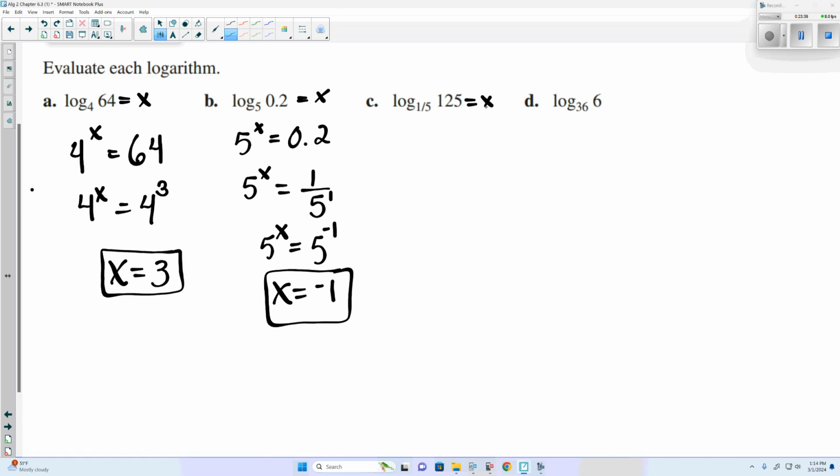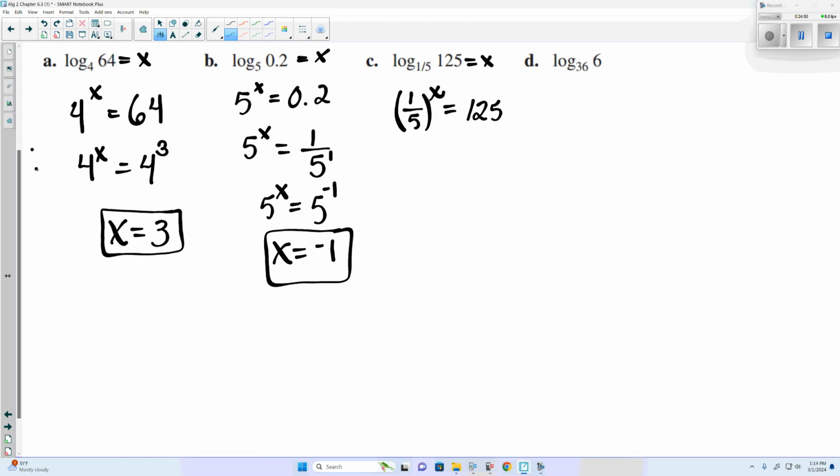No, you're right. Log base 1/5 of 125. x equals 1/5. We don't know, guys. Wait, that's not C. Did I flip C and D? Yeah, I think I flipped them by accident.